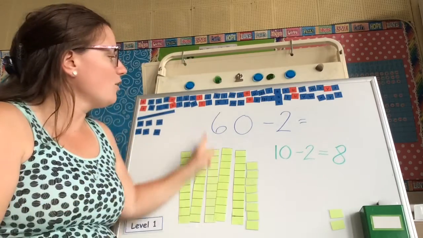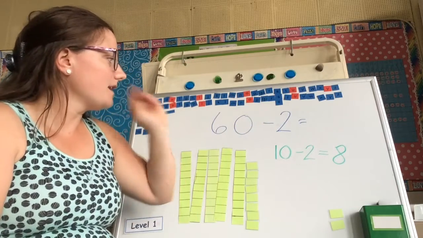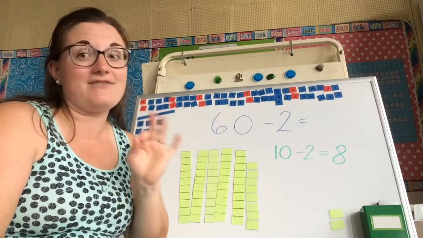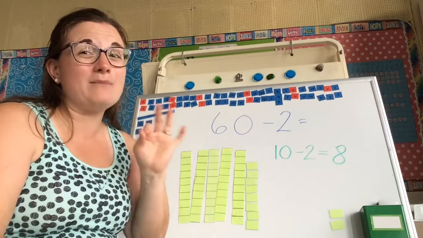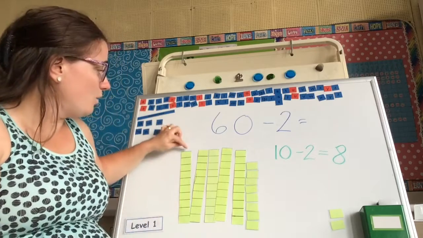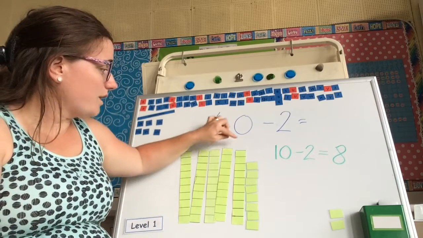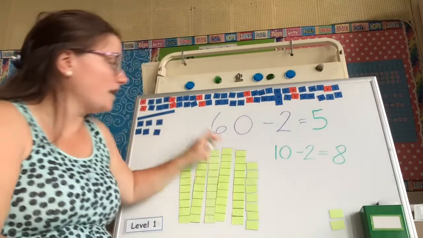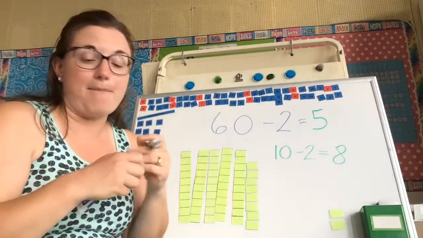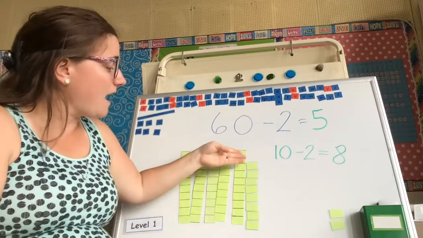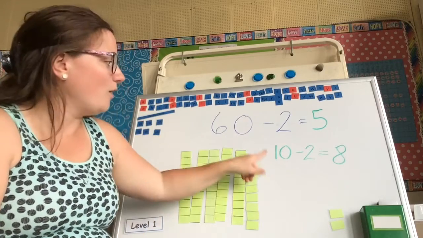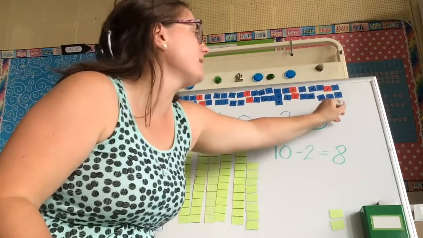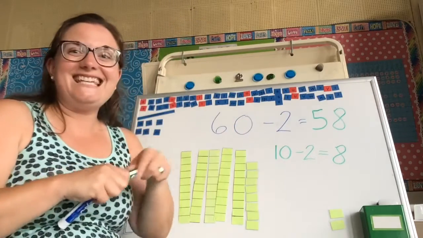Perfect. Now when I go back and do my answer, I realize I've used one of my 10s, so I don't have the same number of 10s. Let's go see. How many complete 10s do I have? 1, 2, 3, 4, 5. I only have 5 10s now because I used one of them to break it up so I could use the ones. And then how many ones do I have left now? Well, we did the 10 take away 2. I have 8 ones left. So my answer is 58.